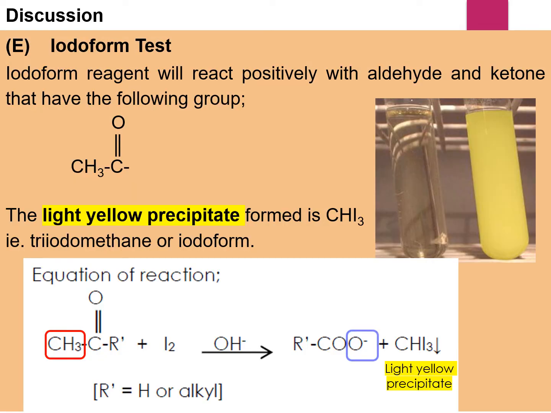And for part E, which is iodoform test, iodoform reagent will react positively with aldehydes and ketones that have the following group. The light yellow precipitate formed is CHI3, which is triiodomethane, or called iodoform. Here is an equation for this reaction.